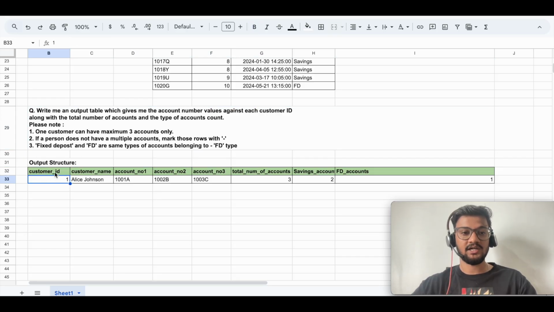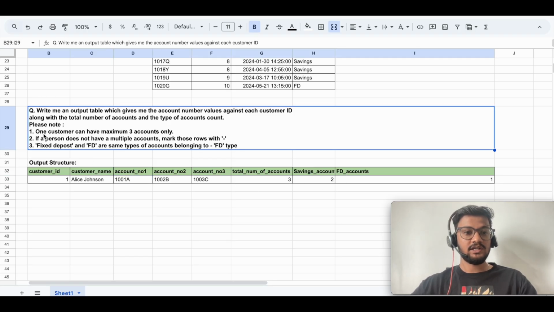Suppose the customer ID is 1 and the customer name is Alice. What are the total accounts which they have? Here we can see there are three columns: account number 1, account number 2, account number 3, the total number of accounts which this person has, the type of accounts which was a saving account and its count, and similarly the FD account type and its count.